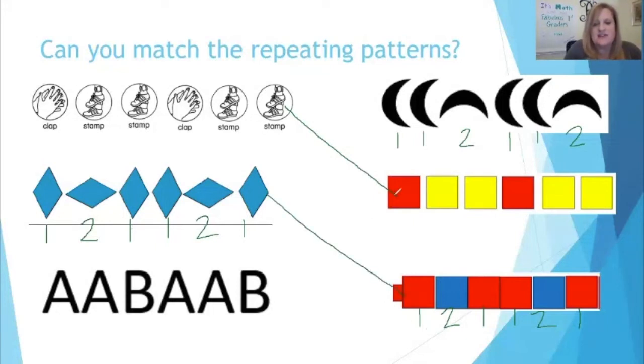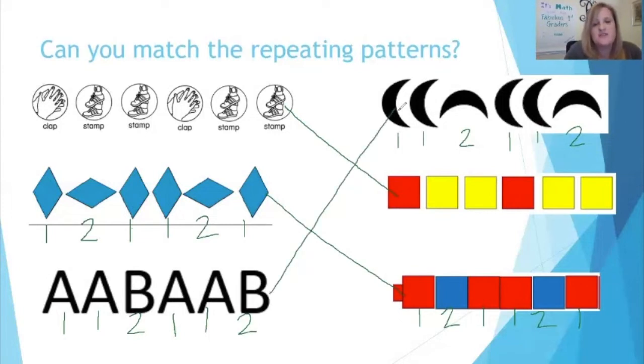Now I'm going to see if the last two patterns match. Well, since I already made this into a number pattern, I'm going to make this one into a number pattern. I'm going to transfer it, which means write the same pattern in a different way. So every time I see an A, what number should I write? A 1. Oh, I have a B. You're right. I need to write a number 2. So 1, 1, 2, 1, 1, 2. Do these two patterns match? They do. So I'm going to connect the patterns.